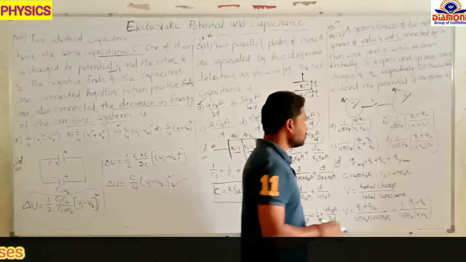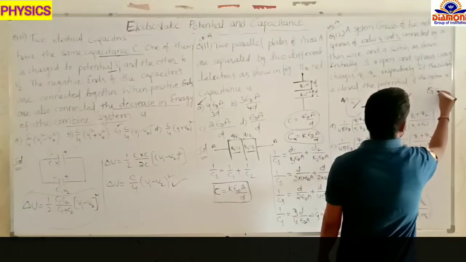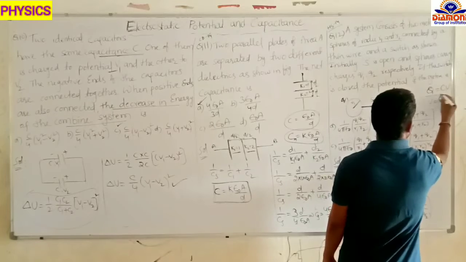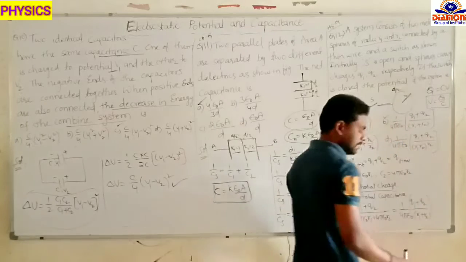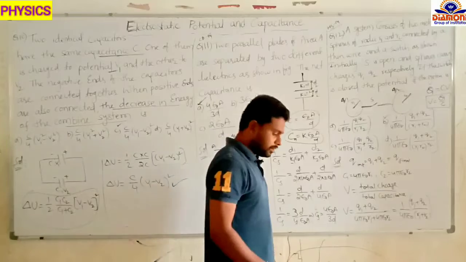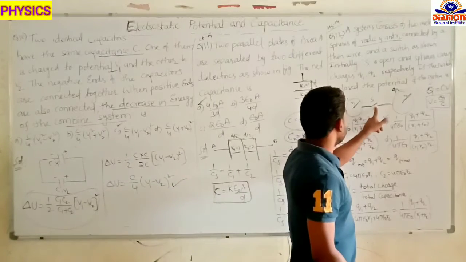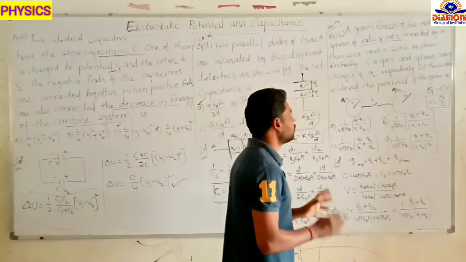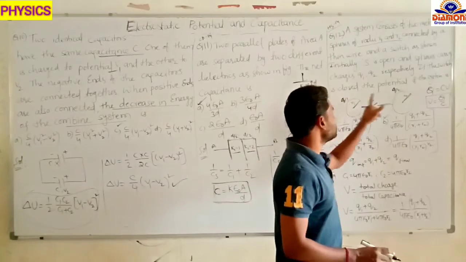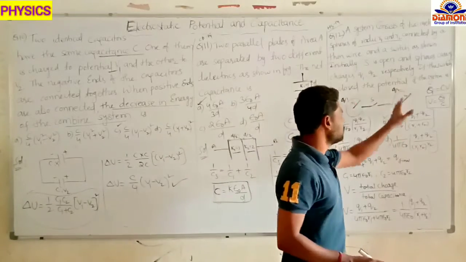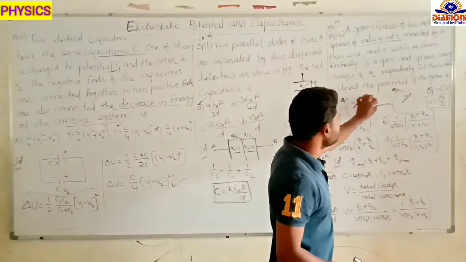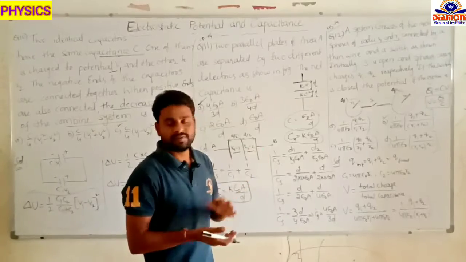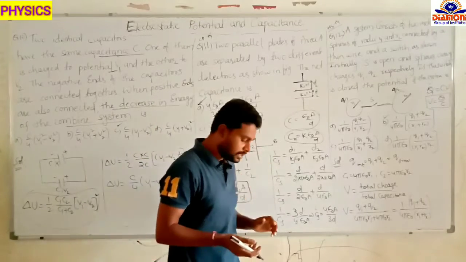Already we know the formula: Q equals CV, and V equals Q by C. The potential equals the charge upon the capacitance. If the switch is open, the charge on this one is Q1 and on this one is Q2. That means initially the total charge of the system is Q1 plus Q2. Next we are closing the switch. If we close the switch, we are not providing any potential to this one. We are not connecting the battery. We are just closing the switch.